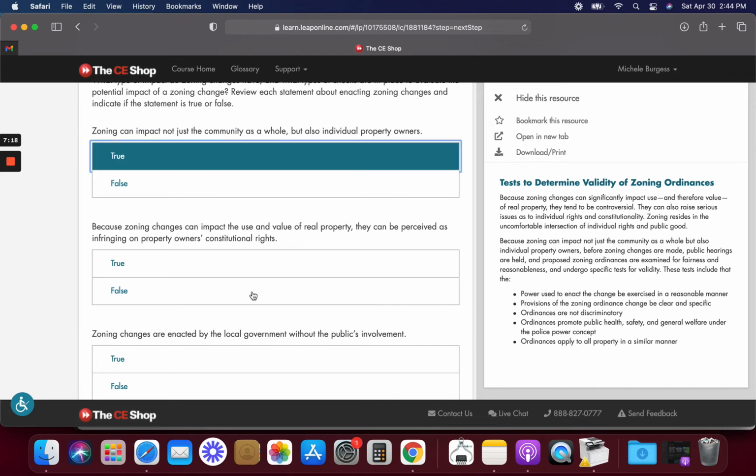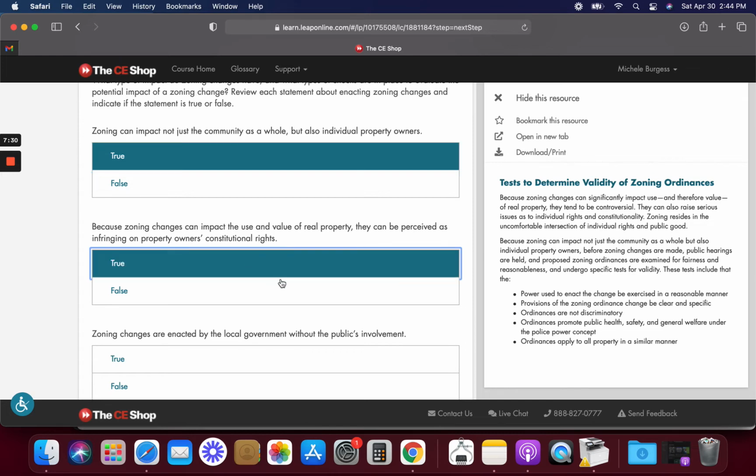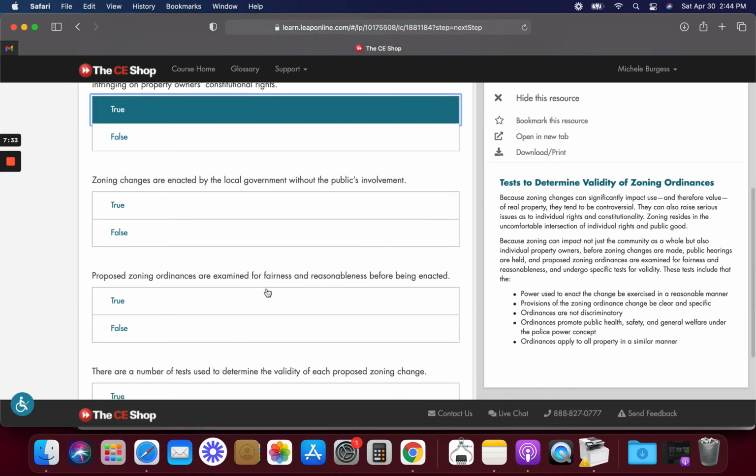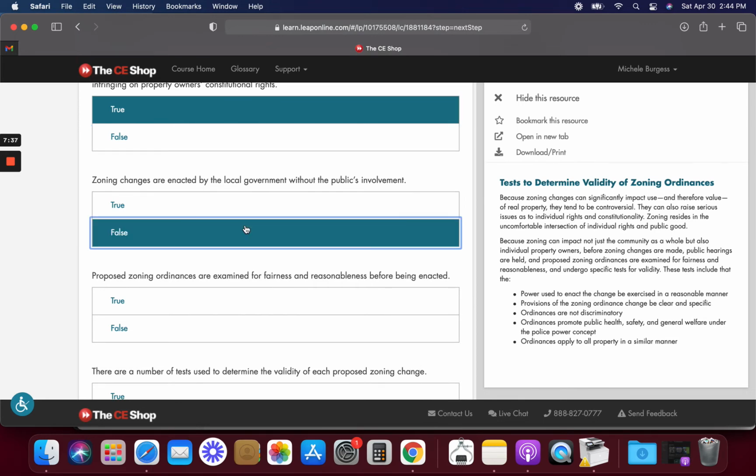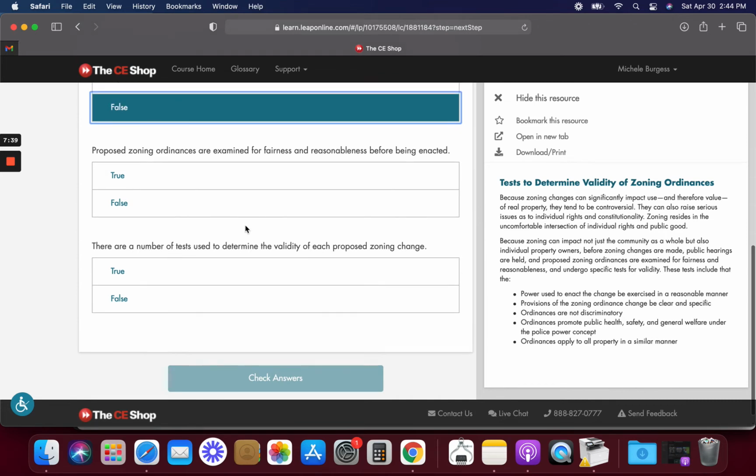then you need to go, because zoning changes can impact the use and value of real property and can be received as infringing on property's constitutional rights. It says that in here. Zoning changes can often be enacted by local government without the public's involvement. Sometimes. We'll see if we're correct.